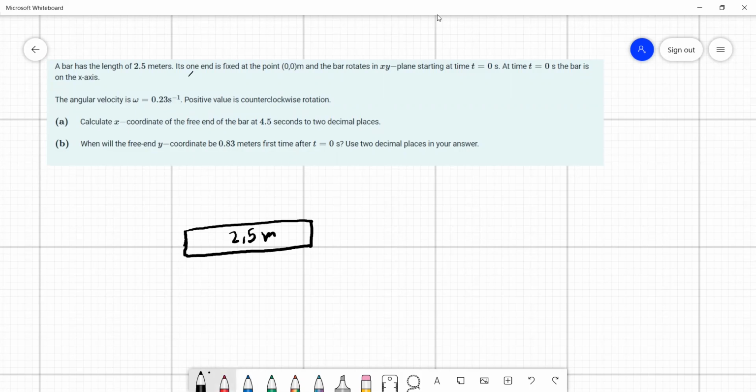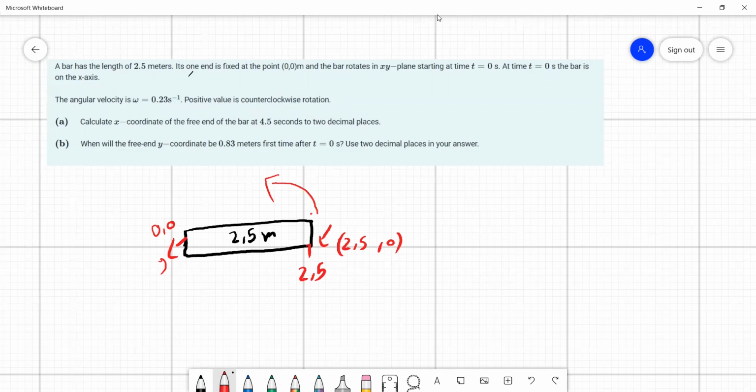So if we were to say that this point over here is the origin, on the graph it would be 0, 0. And then over here, it would be 2.5 on the x-axis, and the y-axis would obviously be 0. So this point over here would be 2.5 and 0, like that. And then furthermore, it is saying that the bar starts rotating, so it starts going like this, up at t equals 0. The initial position of the bar is at the x-axis. So this is the starting position.